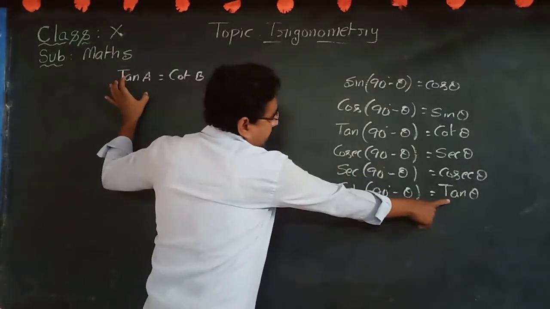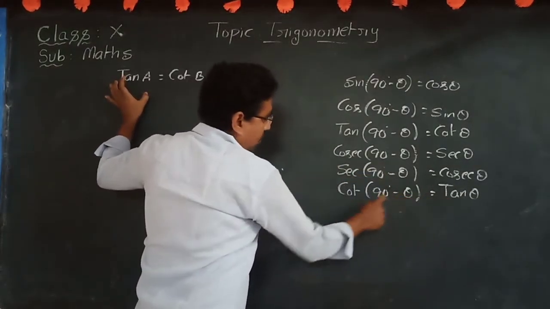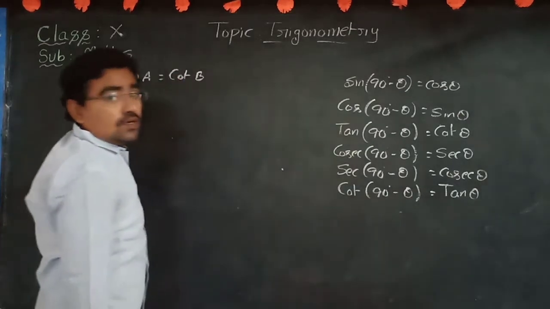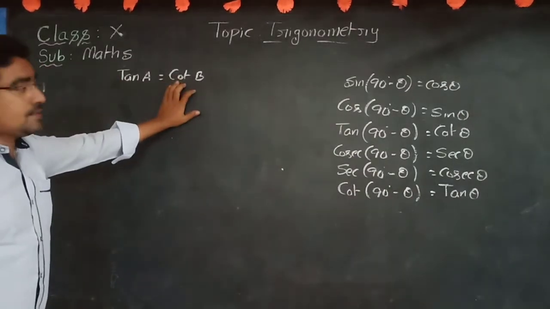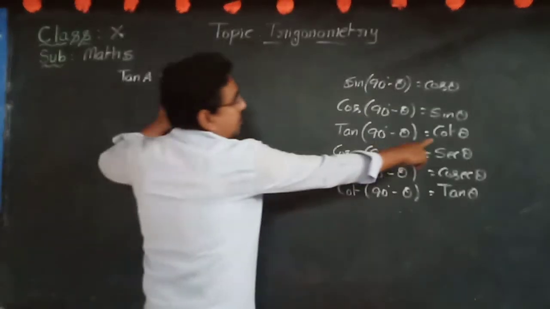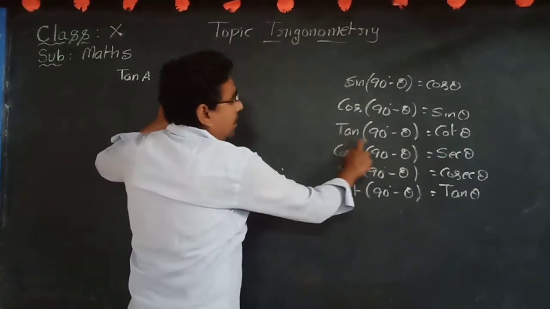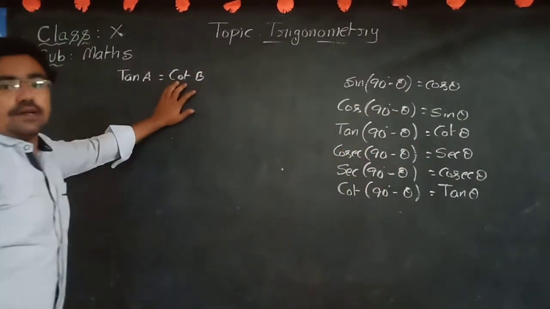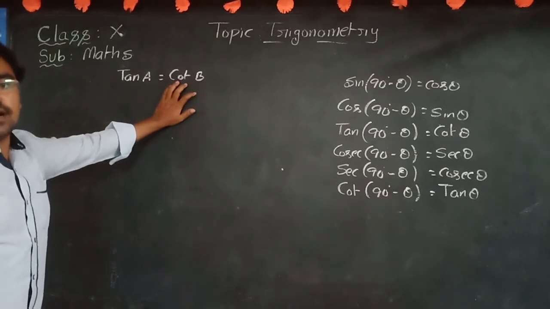Tan A, where tan theta is here, means in place of this you can write cot(90 minus theta). Otherwise cot B is there, where cot theta is there, in place of this you can write tan(90 minus theta). That is our wish.